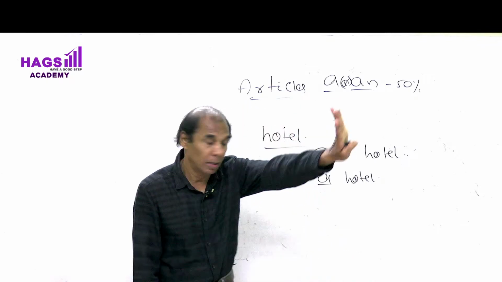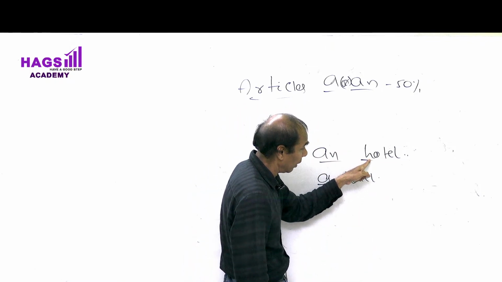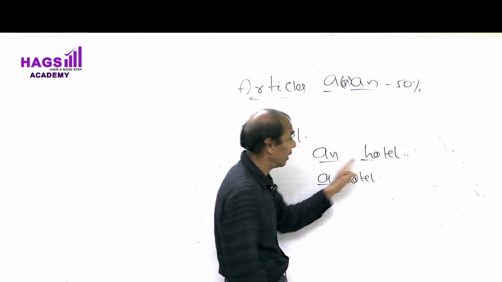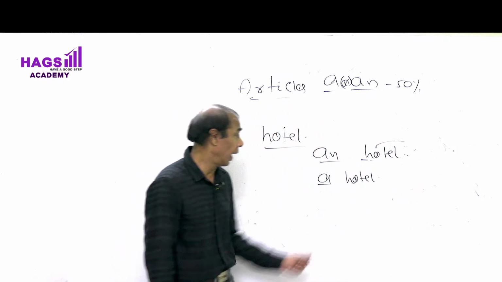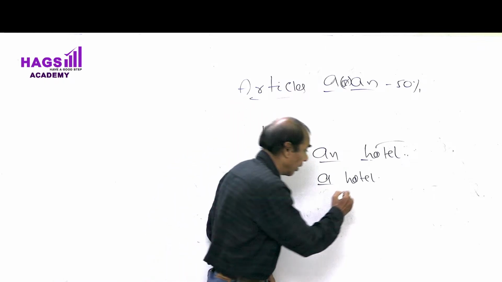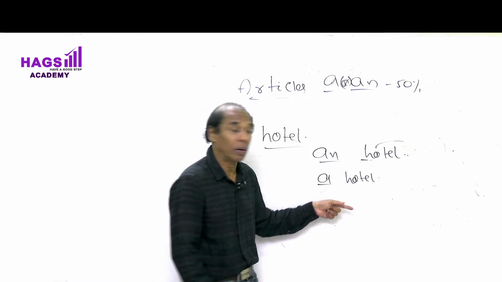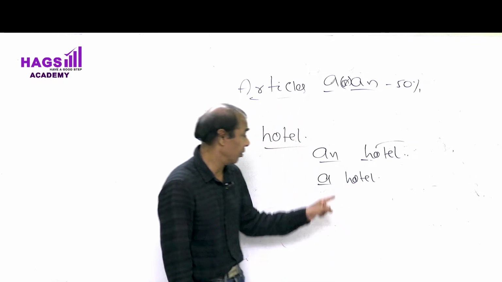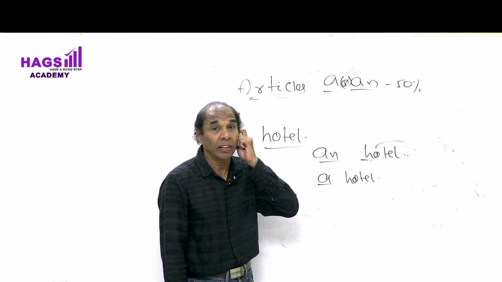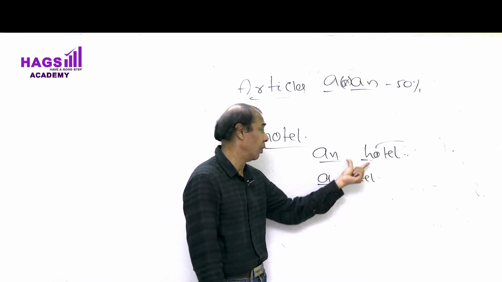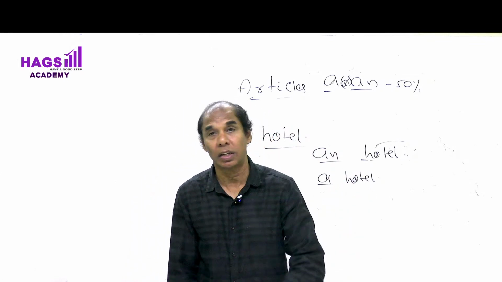Because in the olden days, people used to keep the H letter silent, and they used to pronounce "otel". Okay? In modern English, we are pronouncing hotel. We are not keeping the letter H silent. This is modern English. This is old English. This is the reason in some grammar books we are finding an hotel, and in some grammar books we are finding a hotel. Okay, so both are correct.